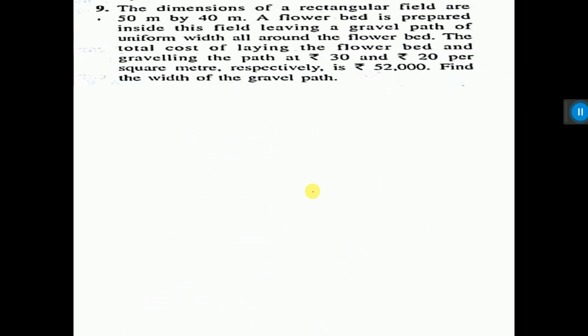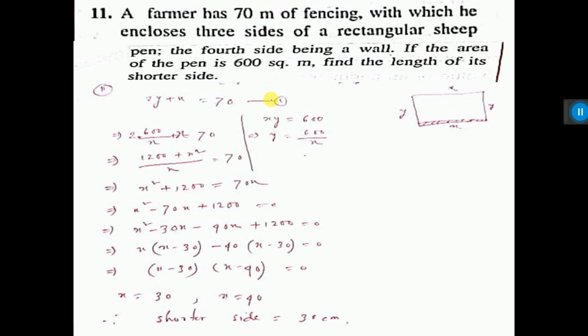That's all. This sum I have not done. You try this sum. If you cannot do it, then you can ask me. This one also is left for you. This sum I am doing.